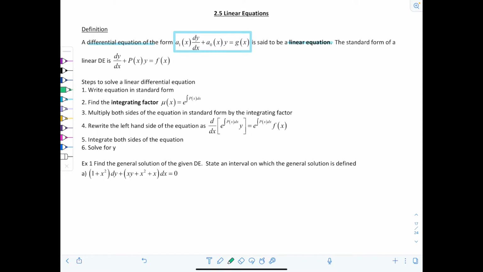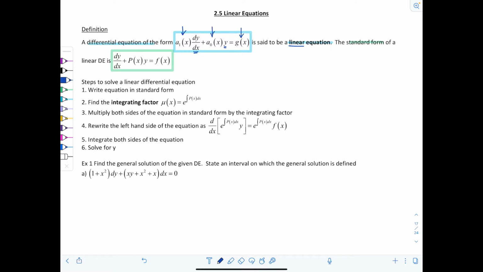The standard form of a linear differential equation is the following: dy dx plus p of x times y equals f of x. Let's break this down first. Notice this is said to be a linear equation because y and its derivatives are all raised to the first power. The coefficients are functions of x only.